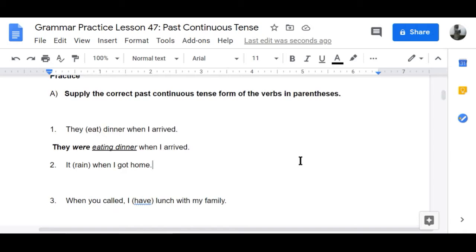Number 2, copy and paste and go. It when I got home. It, guys, it was. It was what? Rainy. It was rainy when I got home. When I arrived home.